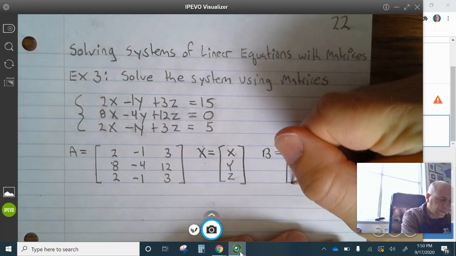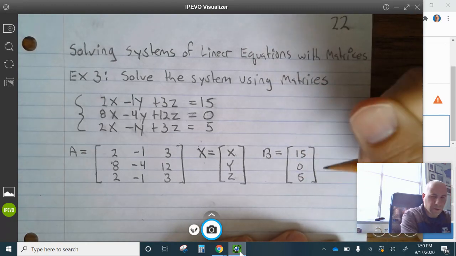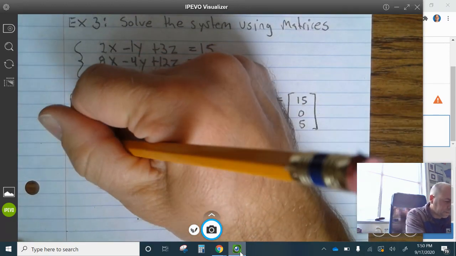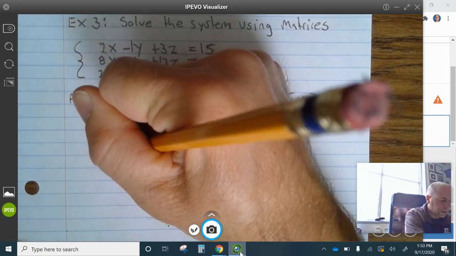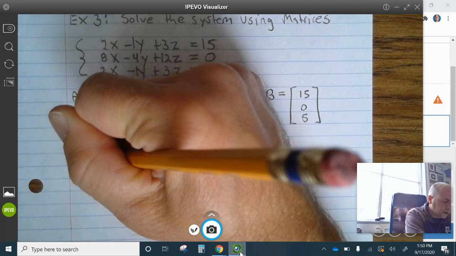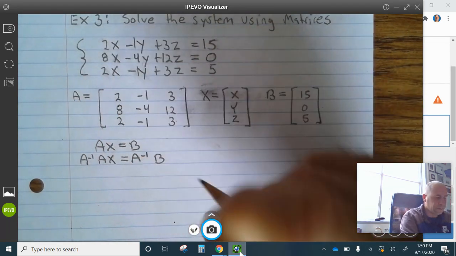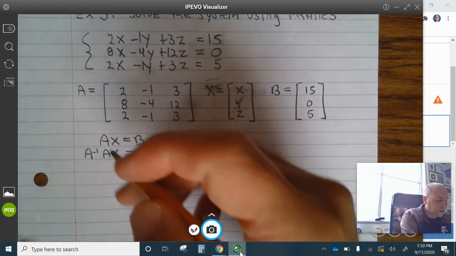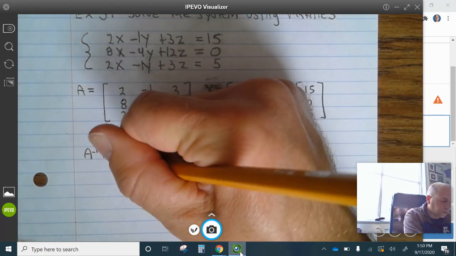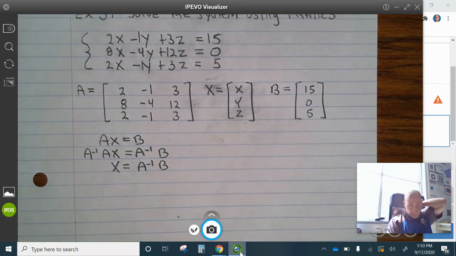And again, we know that AX equals B. So then A inverse AX equals A inverse B. So A inverse times A is 1, so that's X equals A inverse B. Okay, so now we know we're going to go to our Desmos calculator. We're going to clear this out.